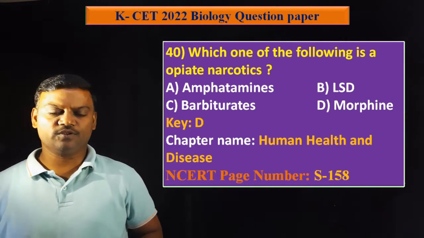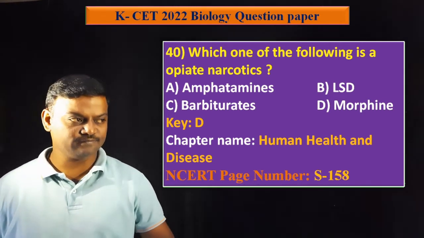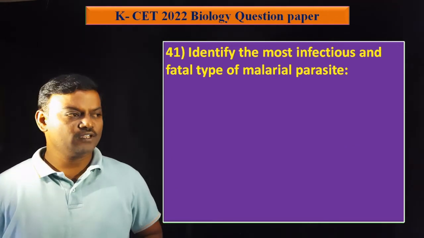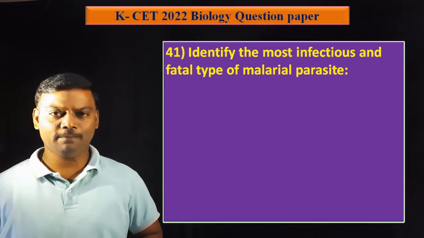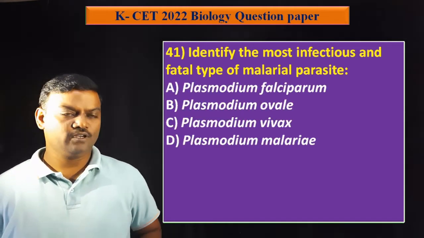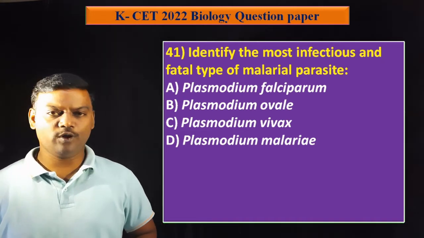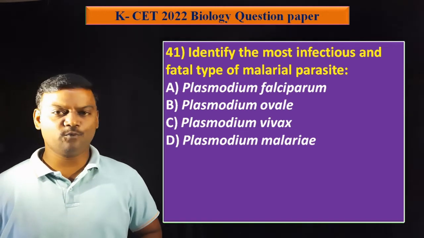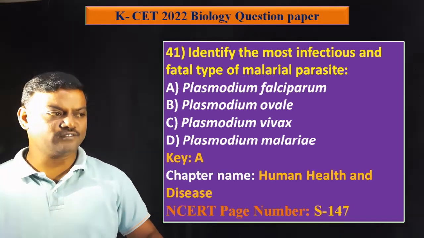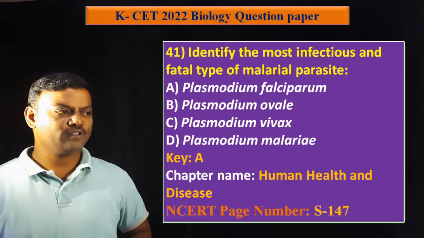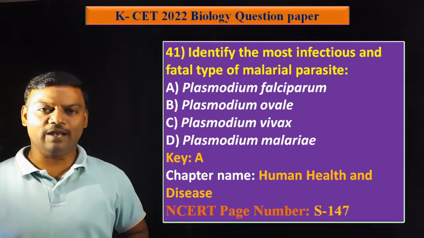It is a question from Human Health and Diseases, NCERT page number 158. Question number 41. So identify the most infectious and fatal type of malaria parasite. In this, option A, Plasmodium falciparum. Option B, Plasmodium ovale. Option C, Plasmodium vivax. Option D, Plasmodium malariae. In this, the correct answer is option A. So Plasmodium falciparum is the most fatal type of malarial parasite.